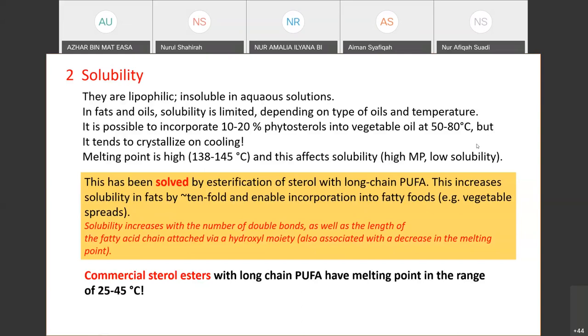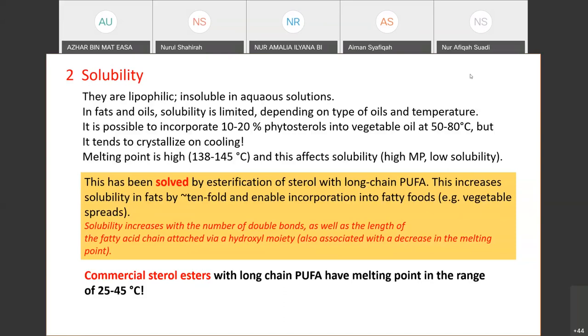It is possible to incorporate 10 to 20% of phytosterol into vegetable oil at 50 to 80 degrees C, but the problem is it will crystallize out on cooling. Of course it is soluble at high temperature, but when you cool it down, it will go back to become crystals at low temperature. Another problem is the melting point is very high, 138 to 145 degrees Celsius. Because the melting point is high, solubility is low.